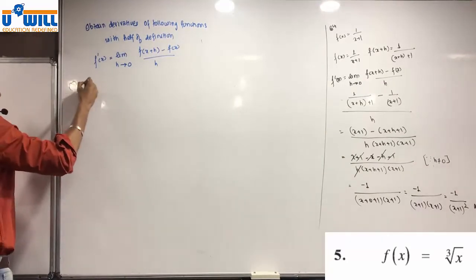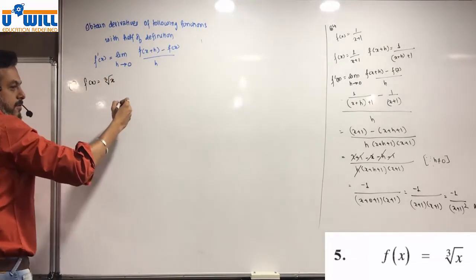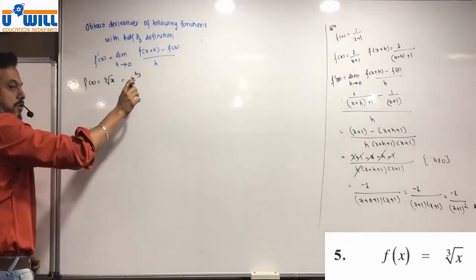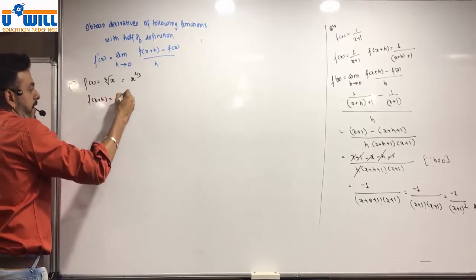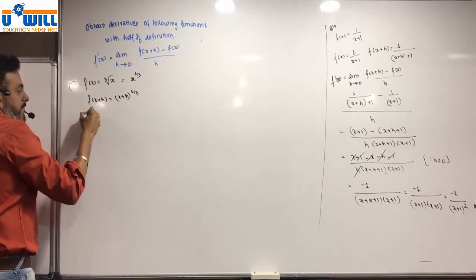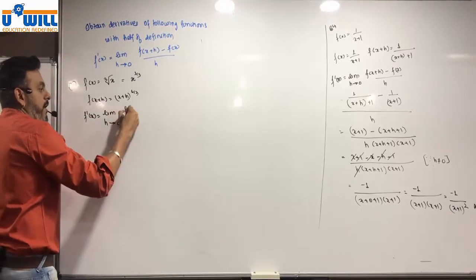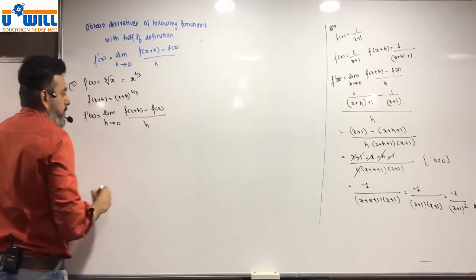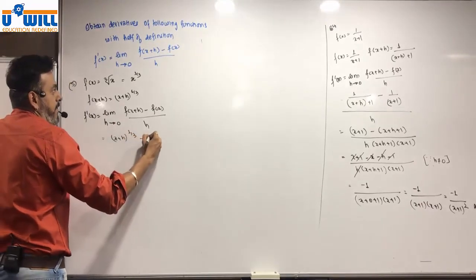Fifth, function of x is equal to cube root of x. Can I say which is equal to x raised to 1 by 3? This is how you should do it. Now, function of x plus h is equal to x plus h raised to 1 by 3. Derivative of function of x is equal to limit h tends to 0, function of x plus h minus function of x upon h is equal to x plus h raised to 1 by 3 minus x raised to 1 by 3 upon h.